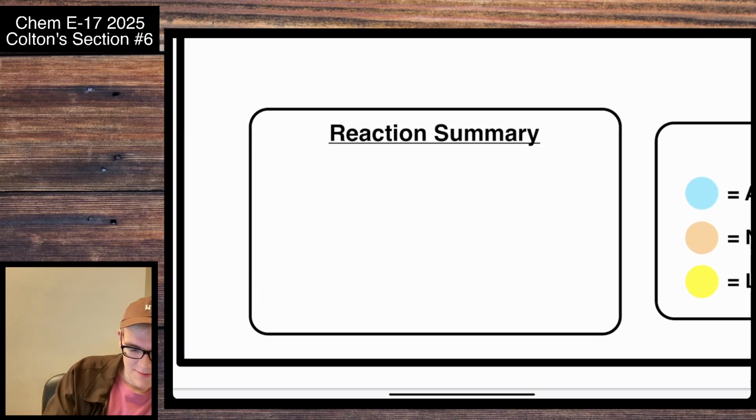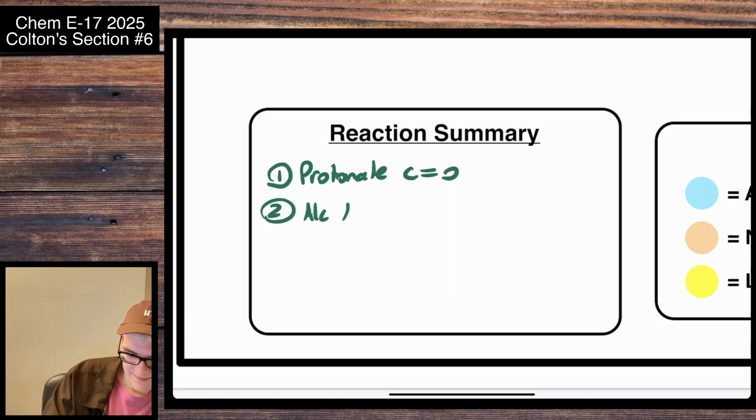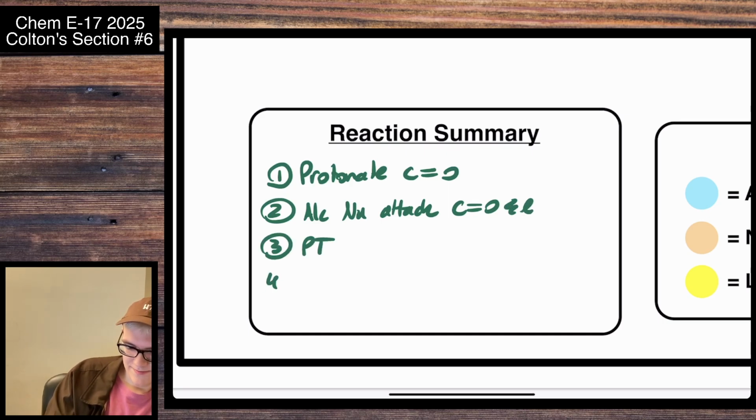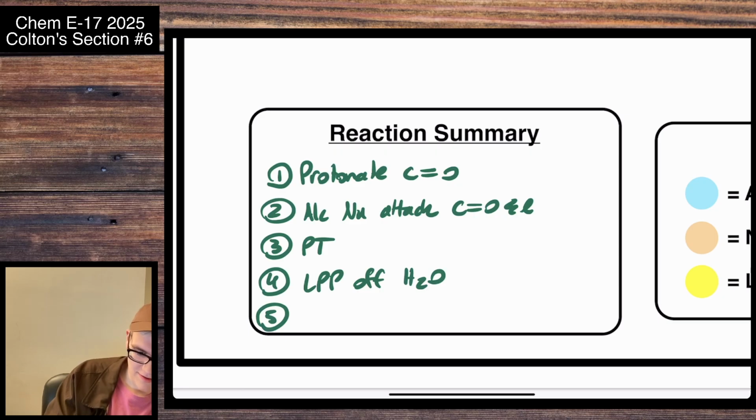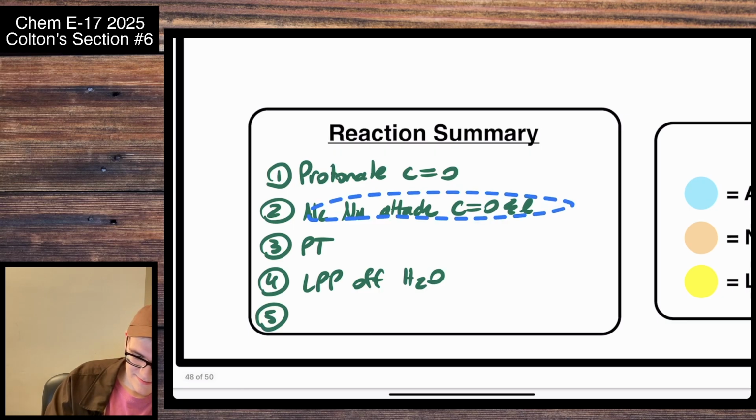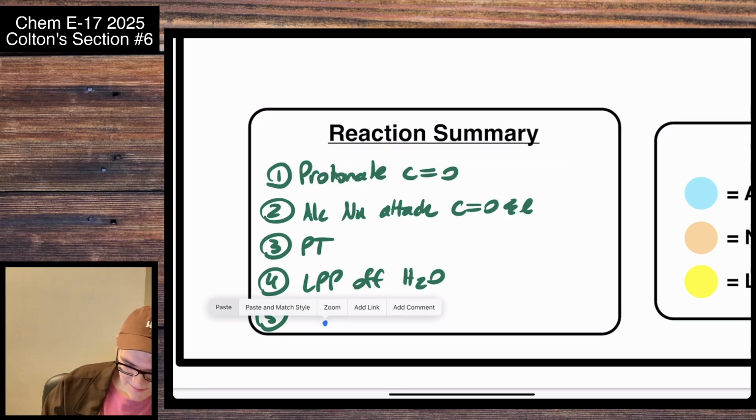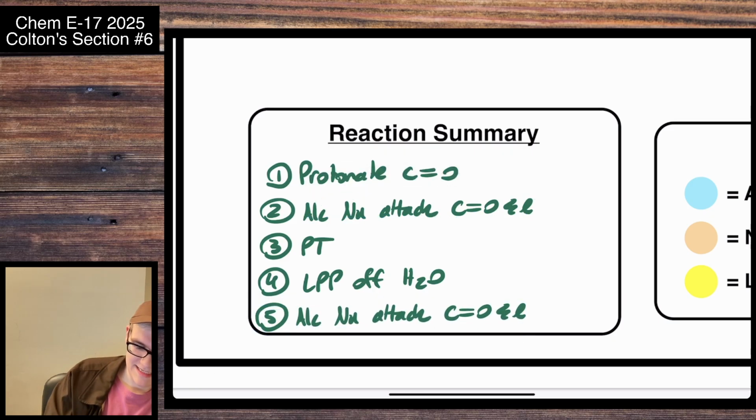And so our reaction summary: one, we protonate the carbonyl. Two, we have our alcohol nucleophile attacking a carbonyl electrophile. Three, we did a proton transfer. Four, we did a lone pair push off of water. And then five, we did another alcohol nucleophile attacking a carbonyl electrophile. And last step, and I'll make it small so it all fits, we did deprotonation.